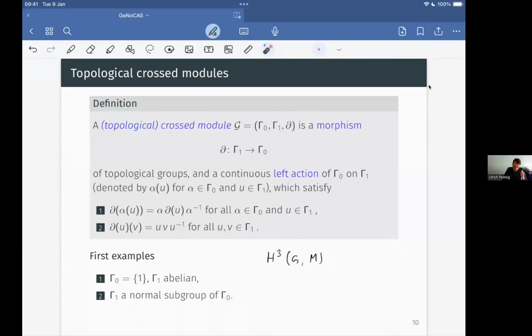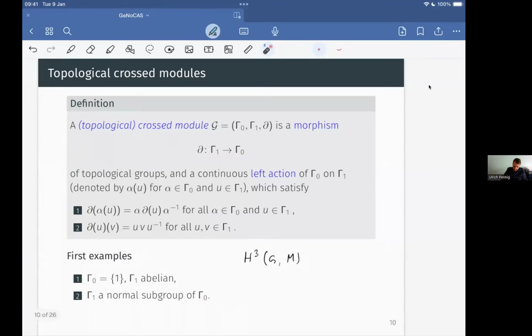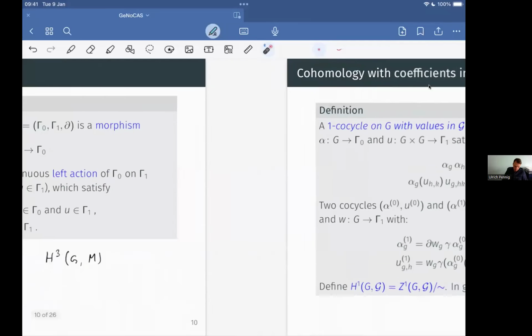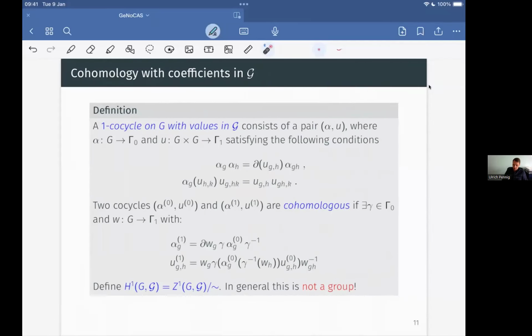Then the nice thing about topological crossed modules is that you can now at least define the first group cohomology with coefficients in a crossed module. Here's how this works. You first define a one-cocycle on G with values in a crossed module to be a pair, where alpha is a map to gamma 0, U is a map from G times G to gamma 1, and it has to satisfy the following conditions. These look very similar to what we had before: alpha_g composed with alpha_h is delta(U(g,h)) alpha_gh. That means that delta of U(g,h) measures how much this fails to be a homomorphism. This is exactly the same condition as we had before.